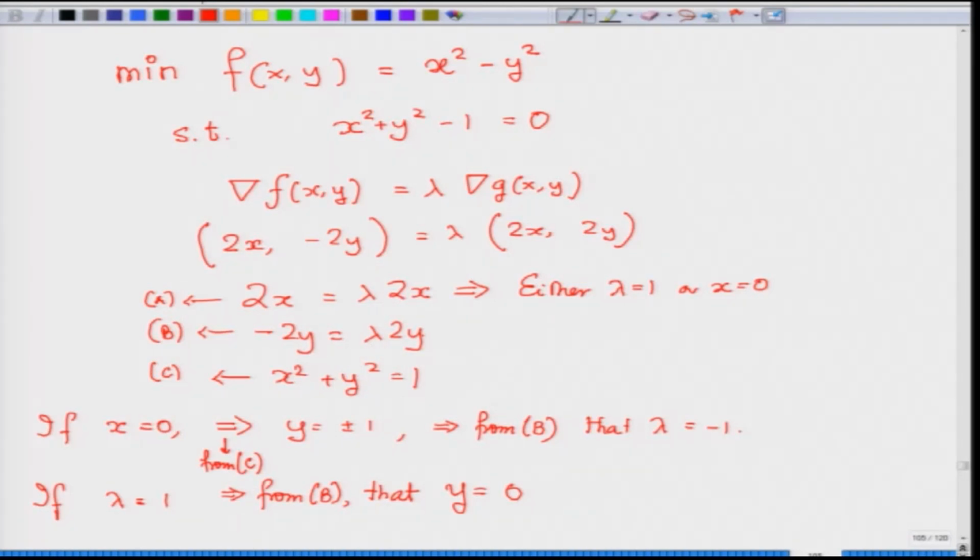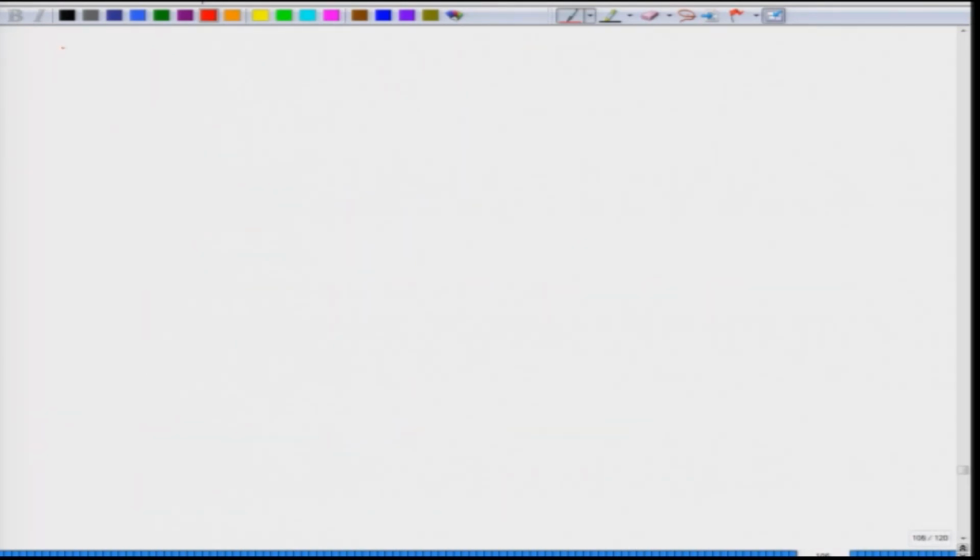So, y equal to 0. That implies from C that x is equal to plus minus 1. Okay, that is what we have till now. So, now you have to see what are the eligible points, so what are the feasible points basically.